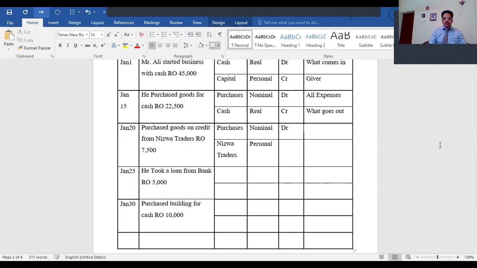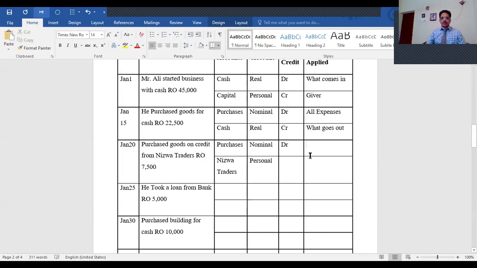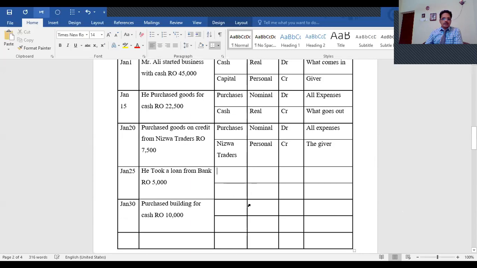So debit all expenses and losses. Purchases are expenses, so debit all expenses. Now the personal account, NISWA Traders. You know already, personal account: debit the receiver, credit the giver. NISWA Traders is a person who gives the goods, so they are the giver. Personal account, credit the giver. So credit the giver, that is the rule.